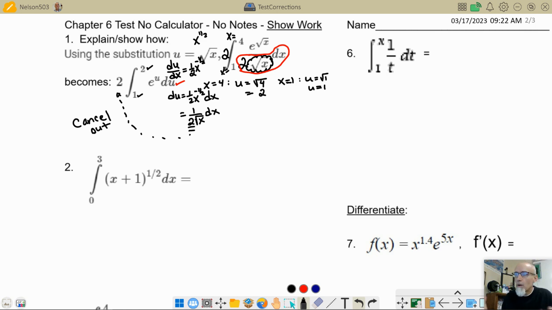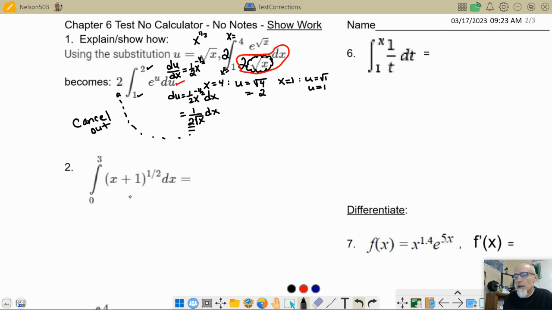So I wanted to see some of this work: that you're showing the u substitution, how the limits change, and then how you get rid of dx and make it a du by doing this work right over here. All right. I'm going to go over every problem on the test, and if I don't make one of them clear, call me over as you're watching this video.